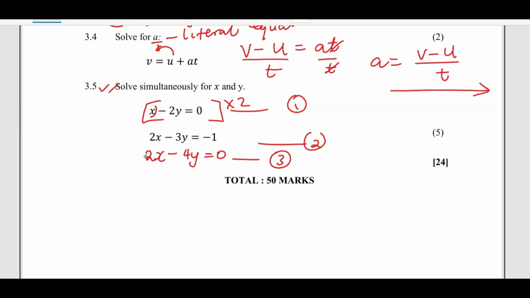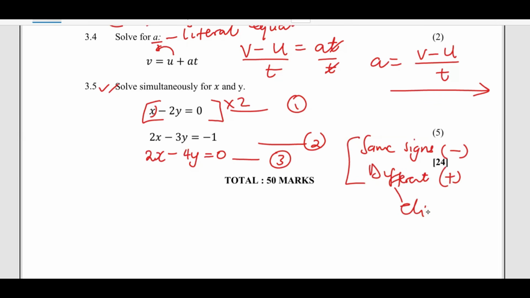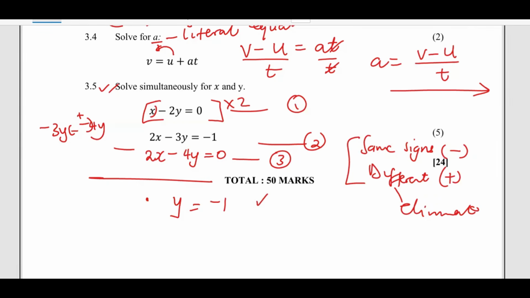Now, since the signs in front of what we want to eliminate are the same, if the signs are the same, we subtract. If the signs are different, we add. But this applies to what we want to eliminate. So we are subtracting. 2x minus 2x is 0. And then negative 3y minus 4y; this becomes a positive, and the negative 1 minus 0 is a negative 1. And then we're done pretty much.